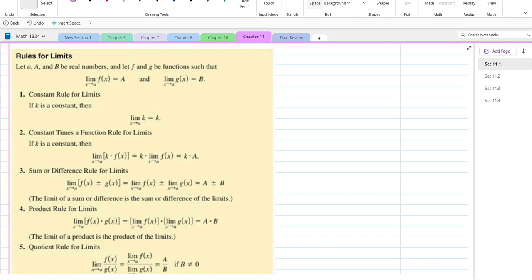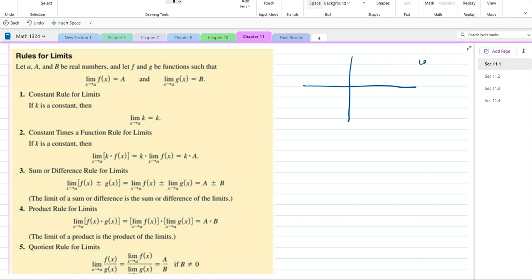We know that the limit as x approaches a of f of x is cap A, and the limit of g of x as x approaches a is cap B, so some value. So we know these two things exist. If k is a constant, then the limit of k as it approaches a will always be k. All right, now what does that mean? Let's talk about that before we go any further.